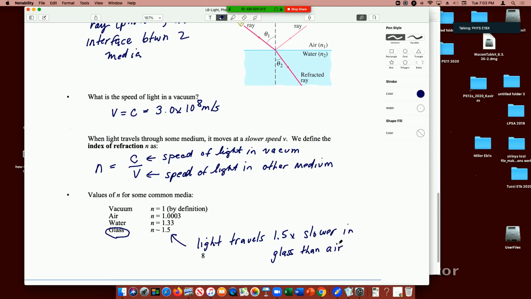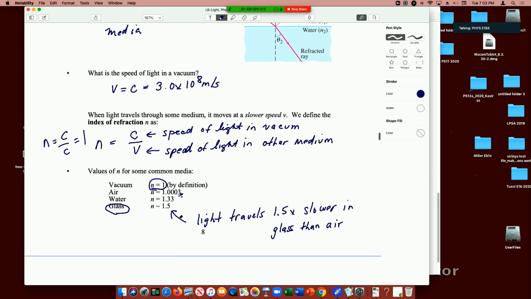Okay, so because air is 1, air is the reference for everything else, right? Air is 1 by definition, right? Because if you look at this formula here and you put n equals c over v, but v is c, then n would be 1, right? So that's what we compare to everything else. Well, air is basically a vacuum, right? There's a very, very small tiny difference between the two of them. Water is somewhere between air and glass.